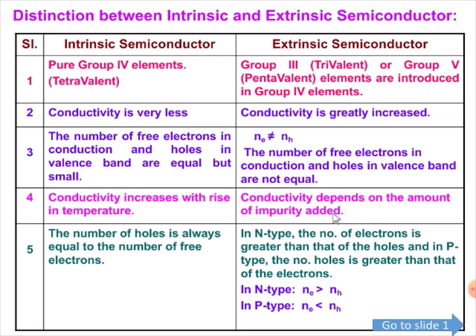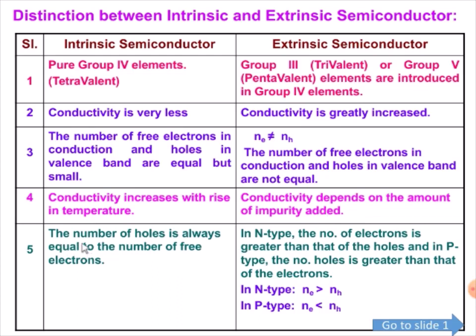The more impurity atoms added, the more the conductivity. But one thing to be noted is that we cannot replace all the semiconductor atoms by impurity atoms. If it is done like that, it will not have that much conductivity like an extrinsic semiconductor. Got it? There will be no semiconductor left, rather.